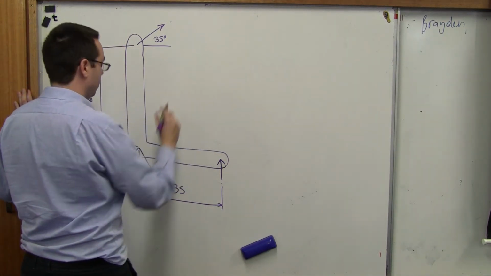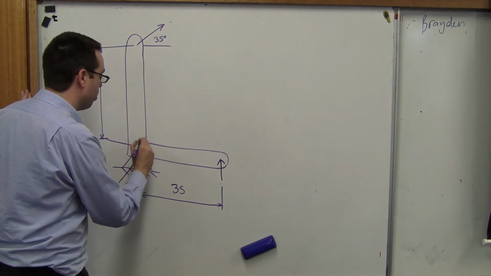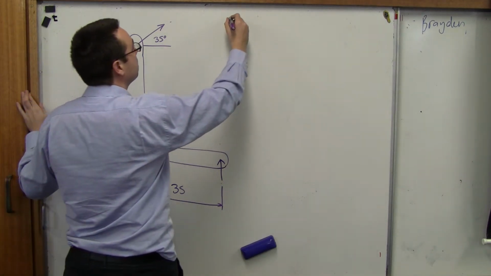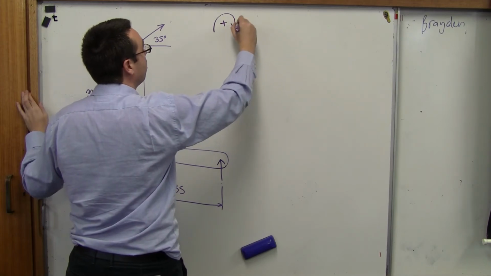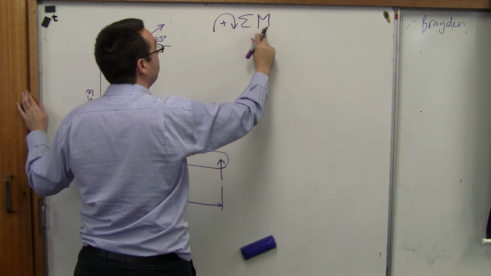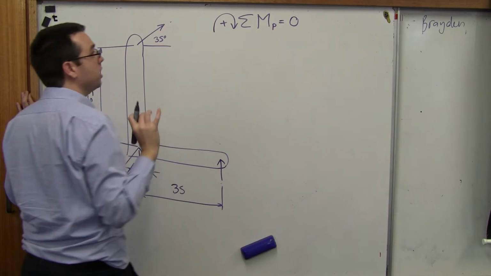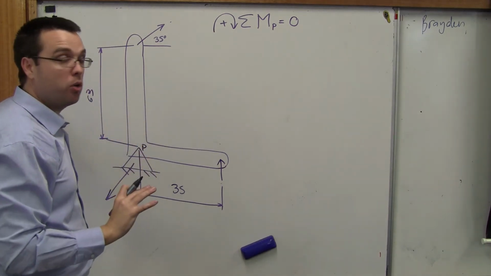So we're going to call this pin the pivot point there, we're going to call that point P. First of all, we're going to measure everything clockwise as positive, and we're going to say the sum of our moments about point P equals 0. That's our true statement that we know to start off with.